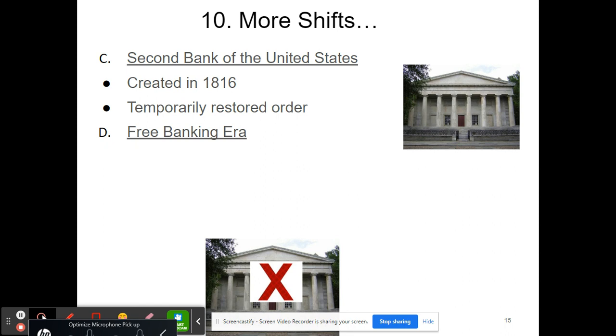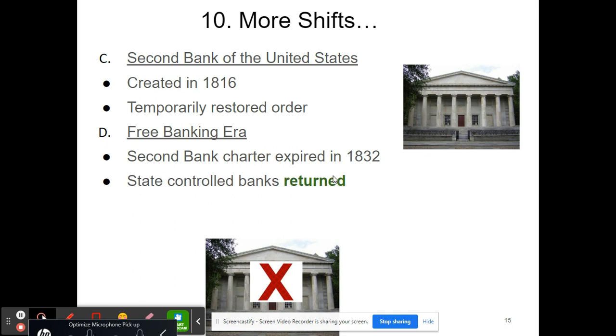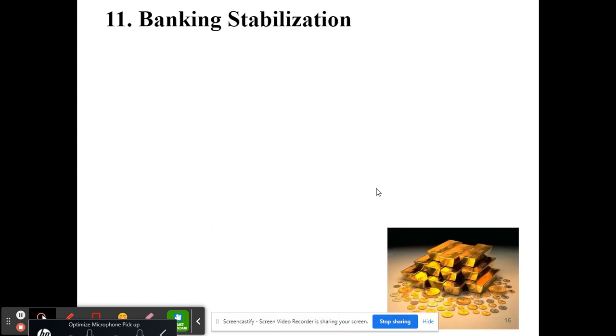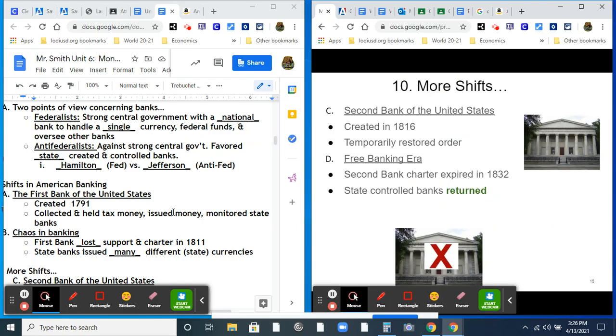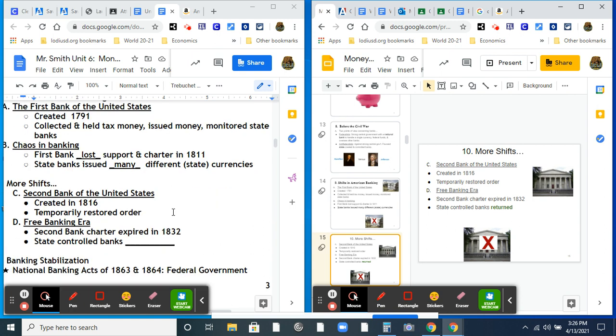And then there was this period, the free banking era. The second bank's charter expires 16 years later, in 1832, and the state controlled banks return. So what returns? Chaos. Because you didn't have one, a lot of money is being controlled by a lot of banks. So just add in the word return and keep going.